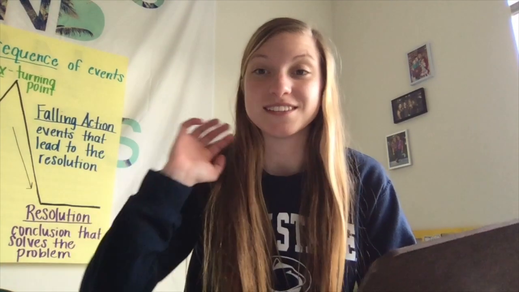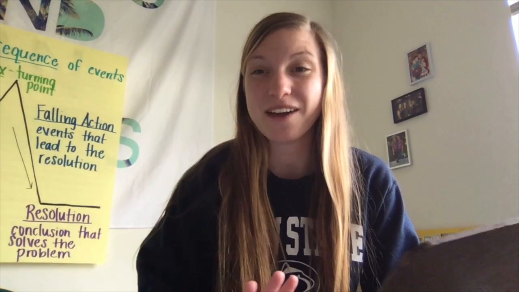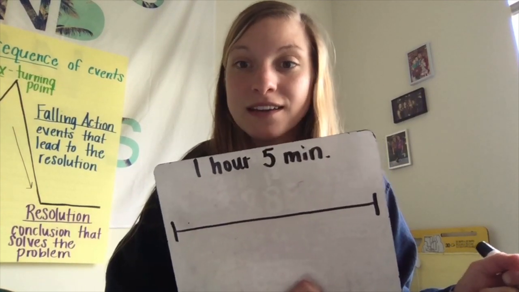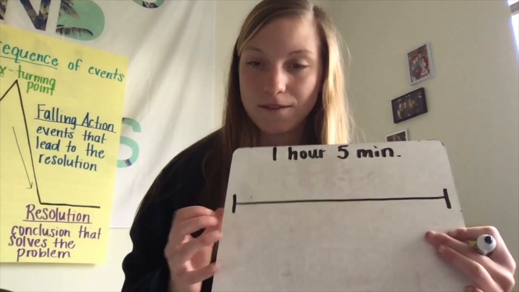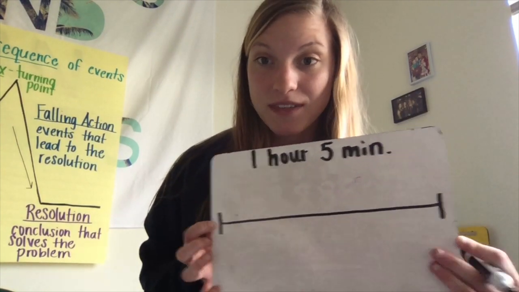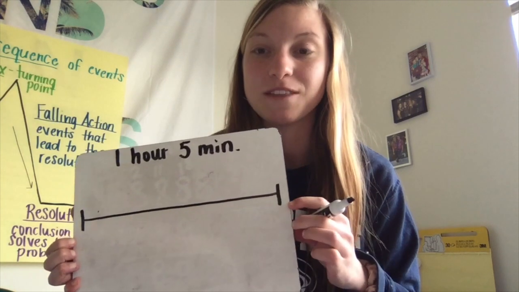Now, I know that this is an elapsed time problem, and when I have an elapsed time problem, I always like to make a timeline or a number line. And on the beginning of my number line is going to be the time that they start doing something, and at the very end is going to be the finish time.